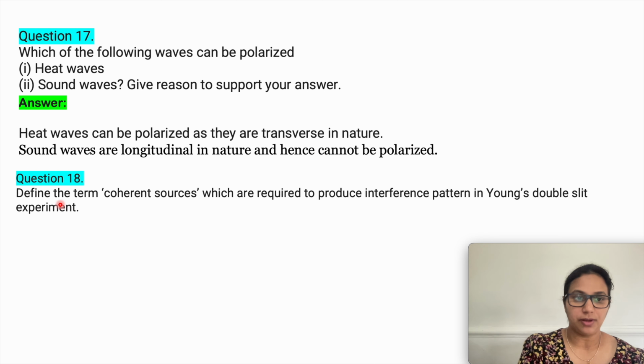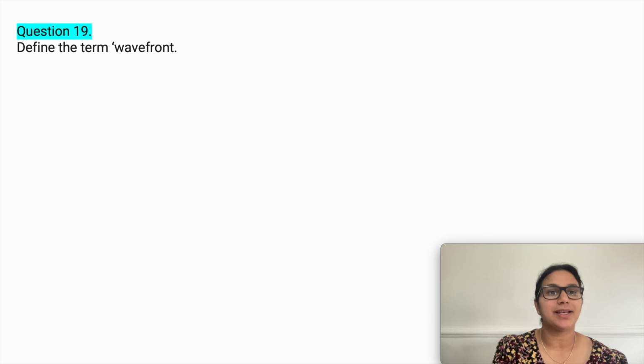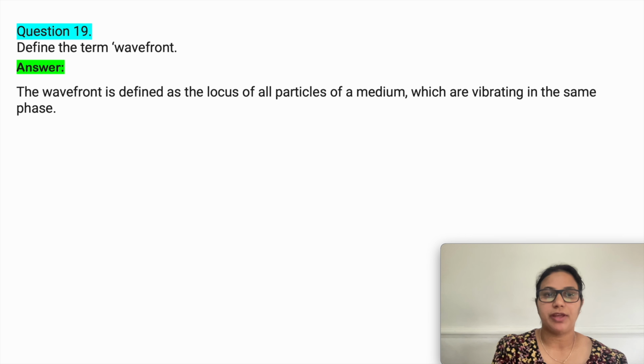Next question. Define coherent sources which are required to produce an interference pattern in Young's double slit experiment. As we know, sources which emit light waves with the same frequency, wavelength and constant phase difference are known as coherent sources. These are the key points: same frequency, wavelength, or having a constant phase difference. Question number 19. Define wavefront. So a wavefront is defined as the locus of all particles of a medium which are vibrating in the same phase.